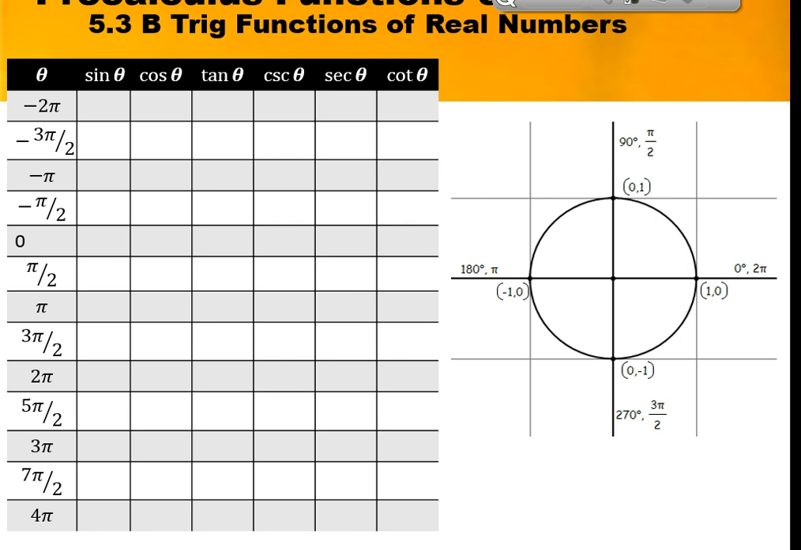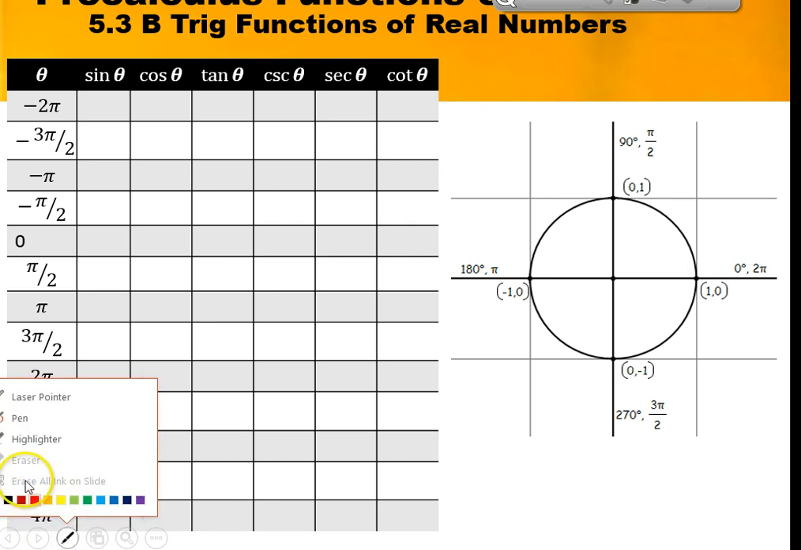And then the next screen actually has the answers. Okay? So let me get a pen. We'll use red.